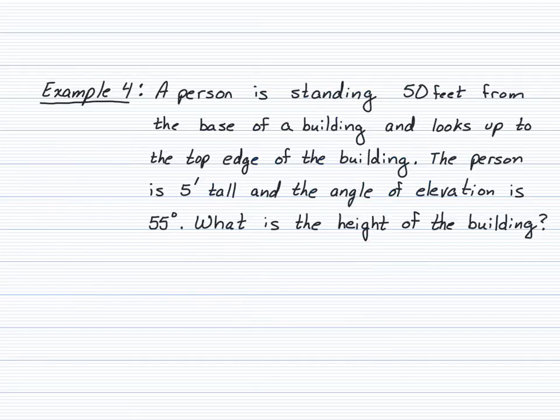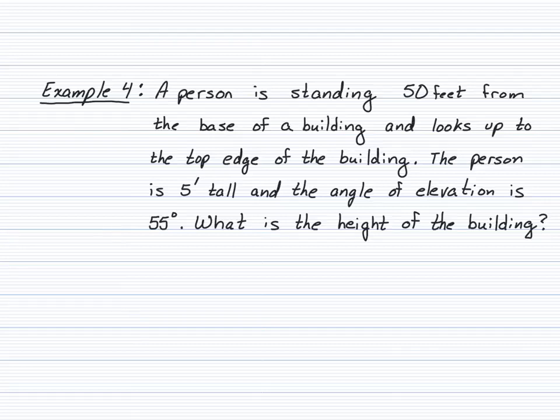So let's take a look at this example here. A person is standing 50 feet from the base of a building and looks up to the top edge of the building. The person is 5 feet tall and the angle of elevation is 55 degrees. What is the height of the building?